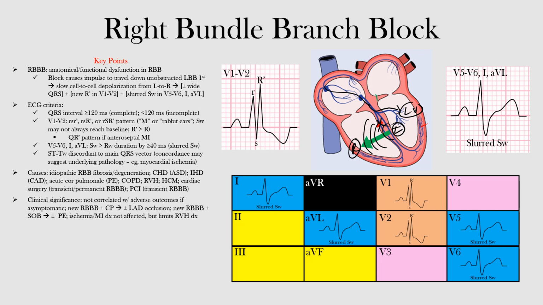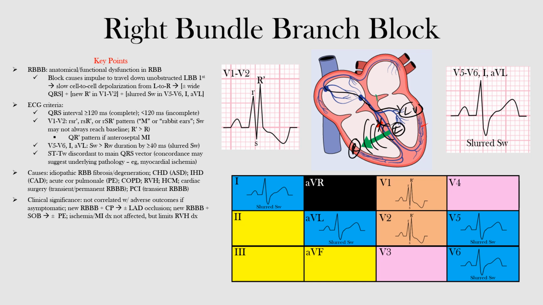Now this new vector produces a variation in the normal EKG pattern, and we get a new wave called the R prime wave, okay, and this appears in the right precordial leads V1 and V2 because there's a new vector from the slow conduction through the interventricular septum and the right ventricle heading towards those leads.